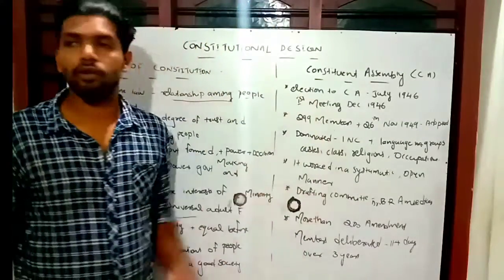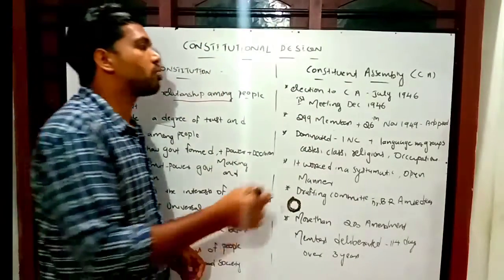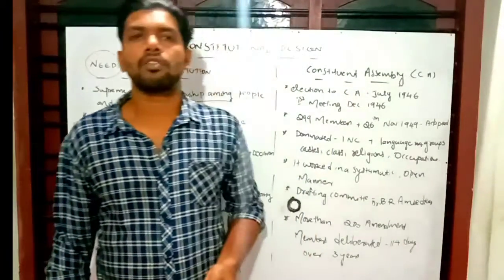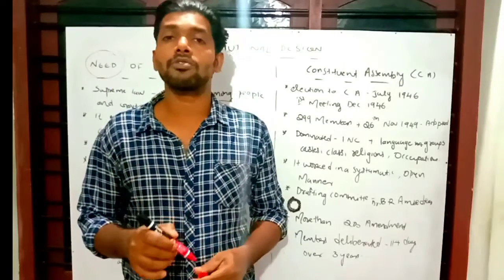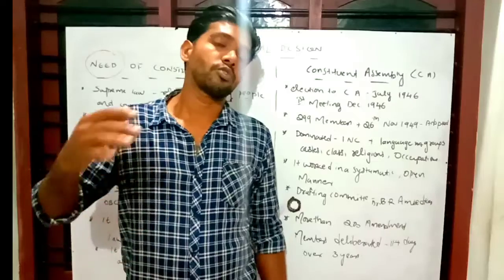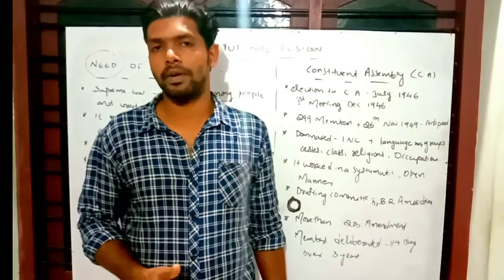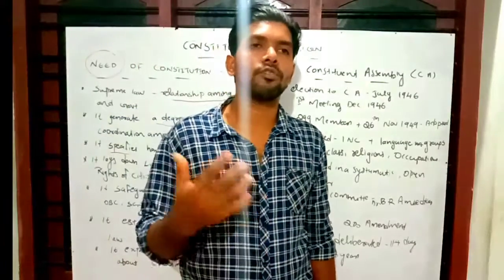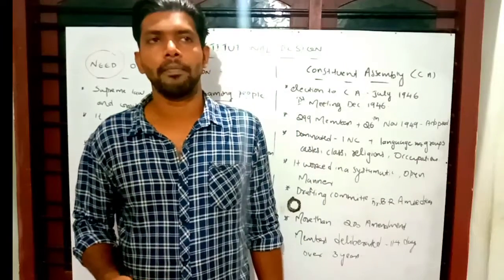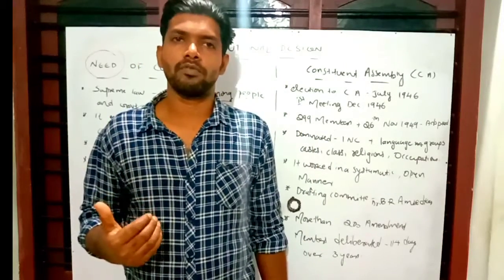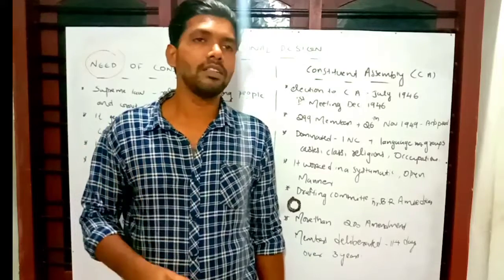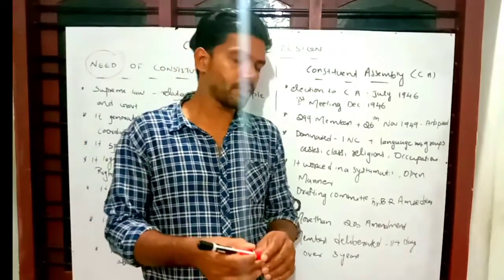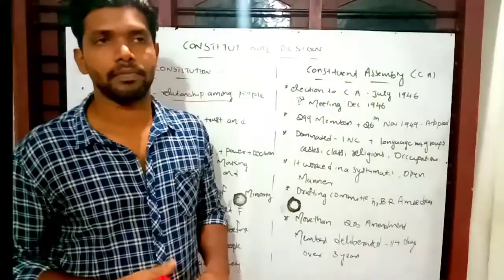Then the next module of this chapter is about the Constituent Assembly. India was ruled by the British East India Company, and later the British Crown directly, for almost 200 years. After a long 200-year freedom movement, we got independence. Before getting independence, the British authority took an initiative to form a constitution for an independent India. So the work of drafting the finest constitution for India started before independence. For that purpose, the British authority appointed a Constituent Assembly.